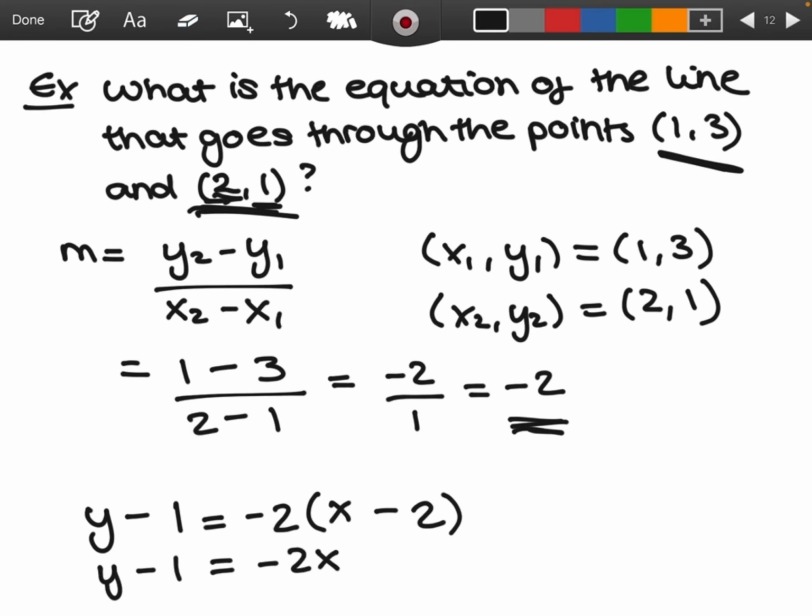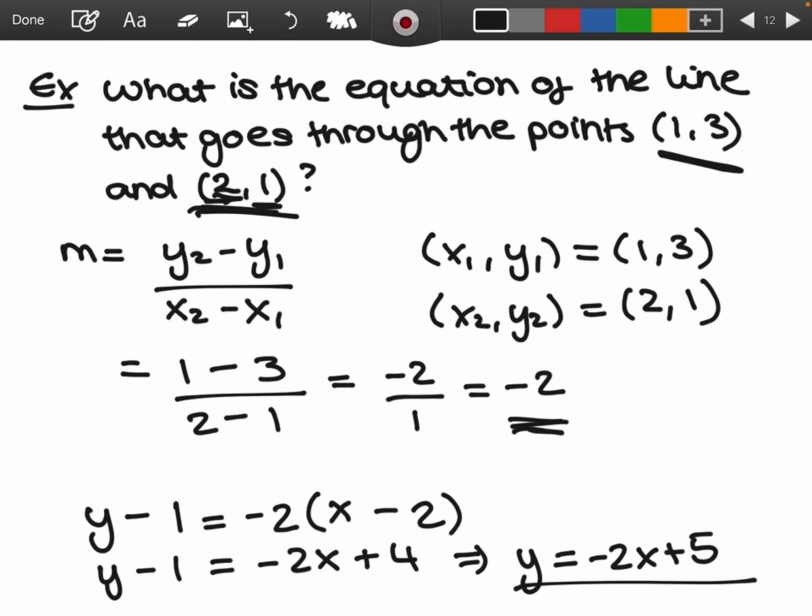So I get y minus 1 is equal to negative 2x. Then negative 2 times negative 2 is positive 4. And then I add 1 to both sides, which gives me y is equal to negative 2x plus 5. So I still end up with my same equation.